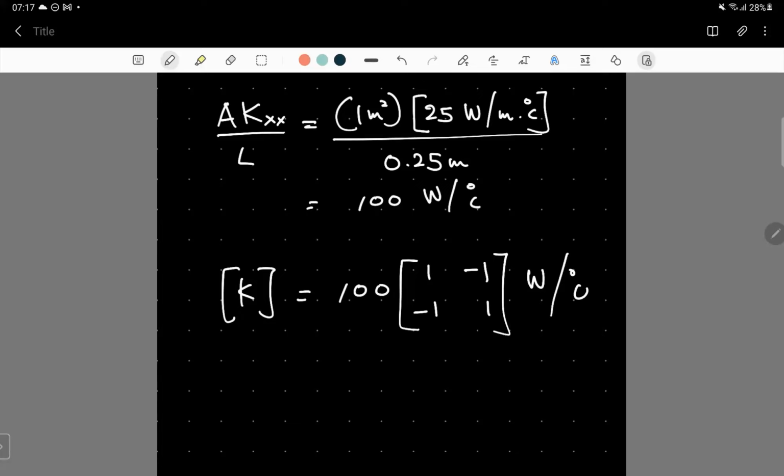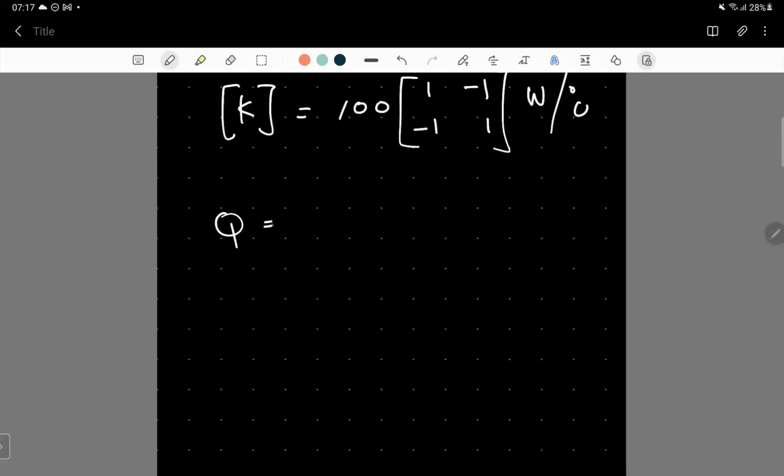So for each identical element, the stiffness matrix is 100 times the corresponding symmetric matrix, right? Why did we use this? Because there are no convection terms, that is, the h value is equal to 0, so there are no convection contributions to the element stiffness matrix. The element force matrices we then have to find with the help of the heat source also. We know the Q value is equal to 400 watts per cubic meter, and of course the heat flux is 0, and the convective heat transfer is also 0.